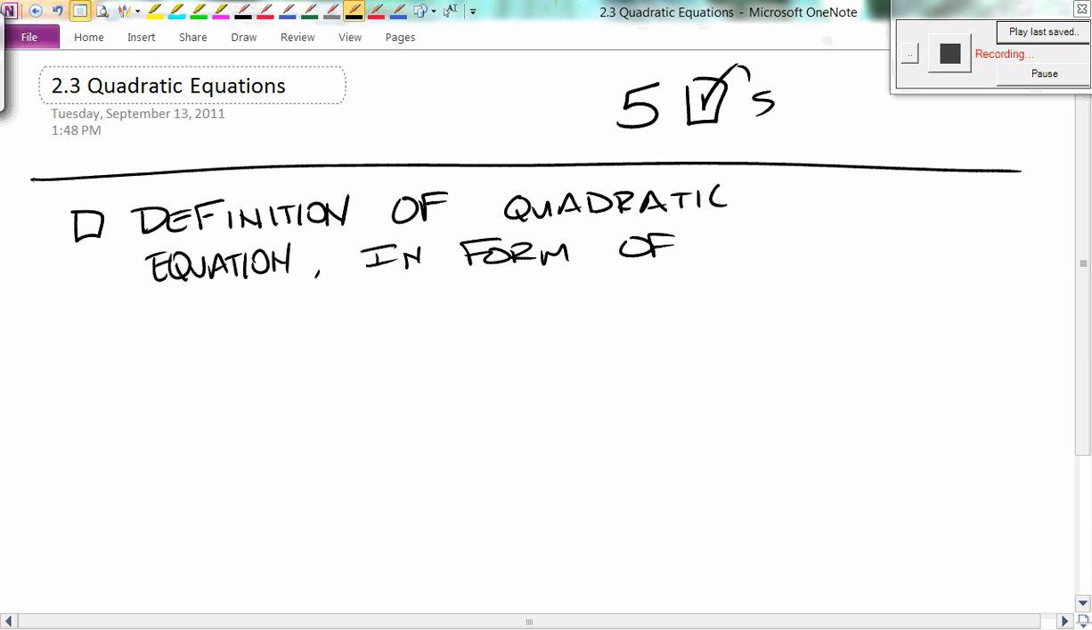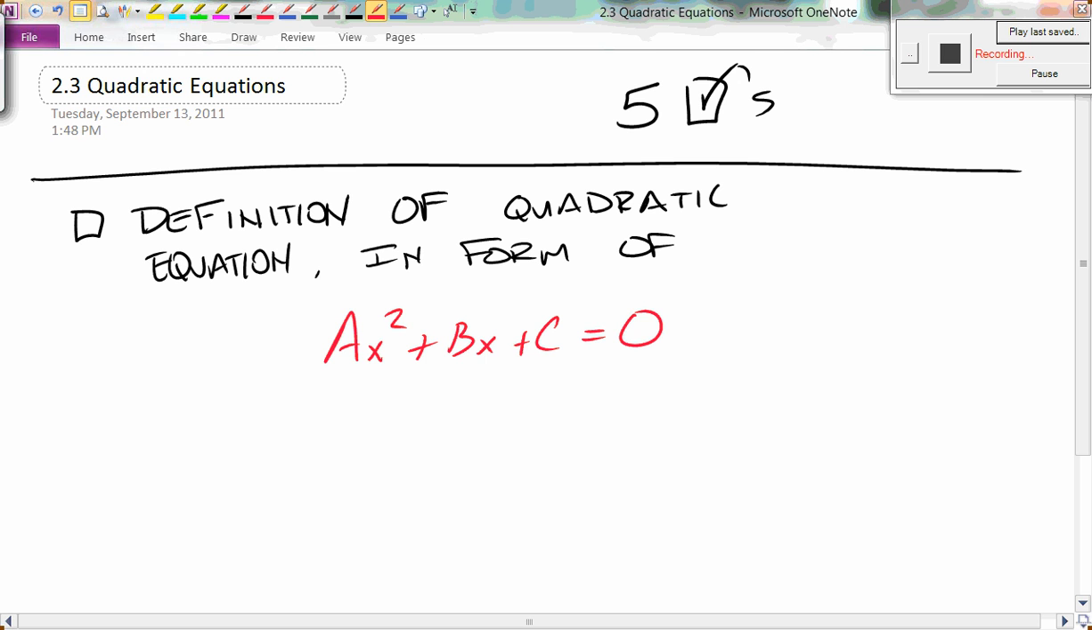The definition of a quadratic equation is an equation in the following form. It looks like this: ax squared plus bx plus c is equal to 0.